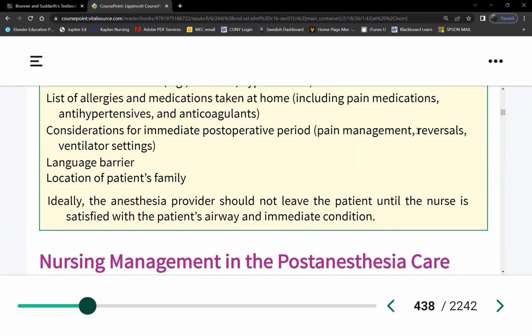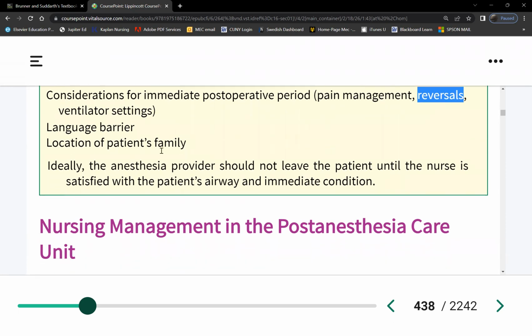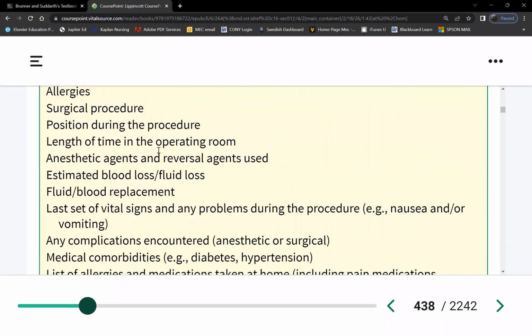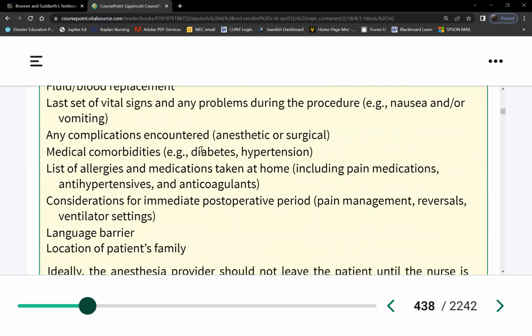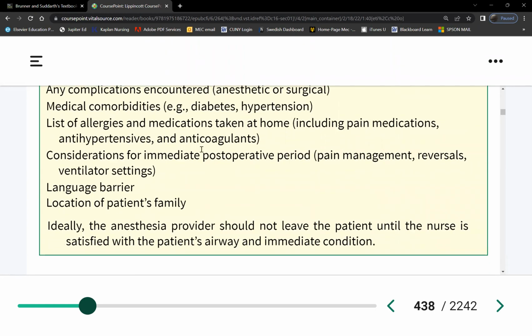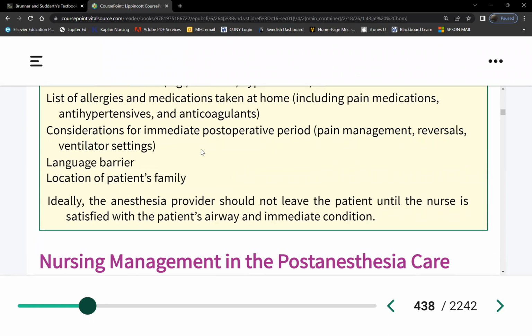When it says reversals here, we're talking about what? What's a reversal agent for our opioids? Okay, naloxone. All right, so that's a general report. If there's anything missing, if you can get it yourself, then fine. But if not, then ask questions. Don't just say yes and okay all the time.